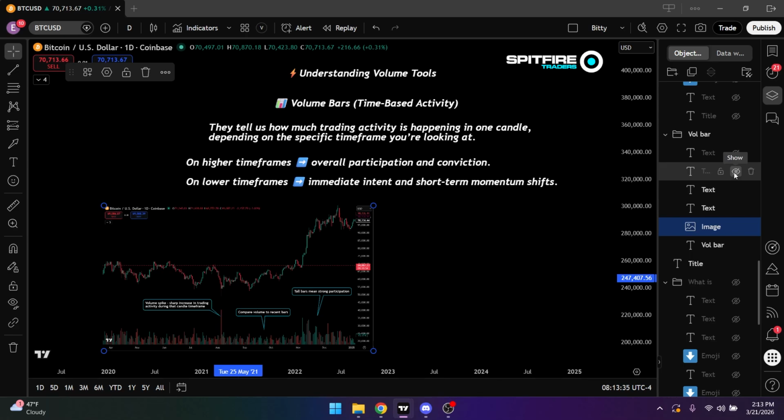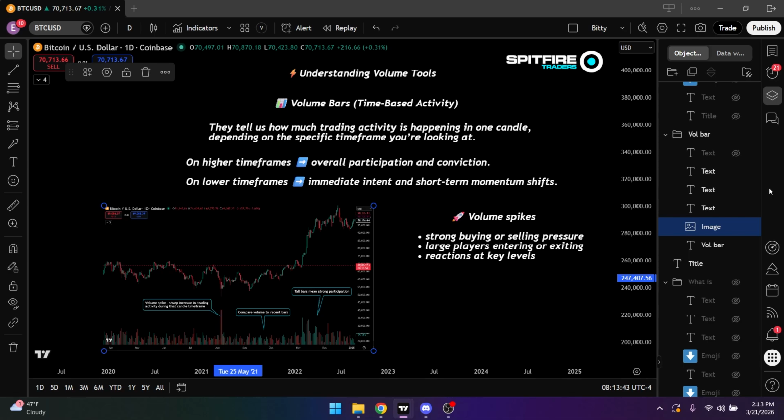One of the most important things to watch is volume spikes. A volume spike happens when trading activity suddenly increases. These spikes often indicate that something important is happening in the market. Strong buying or selling pressure, large players entering or exiting, reactions at key levels. If you see a volume spike at a key level, it often means that level matters. For example, price reaches support, volume spikes, price reacts. That suggests buyers are stepping in with intent.